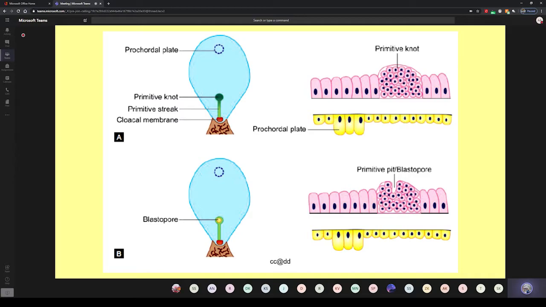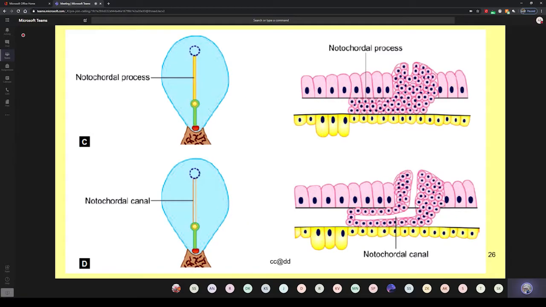And two simultaneous events. One was the procaudal plate, one was the primitive plate. Hang on. Let's see what is happening next. See this fellow now. See both the pictures. Okay.